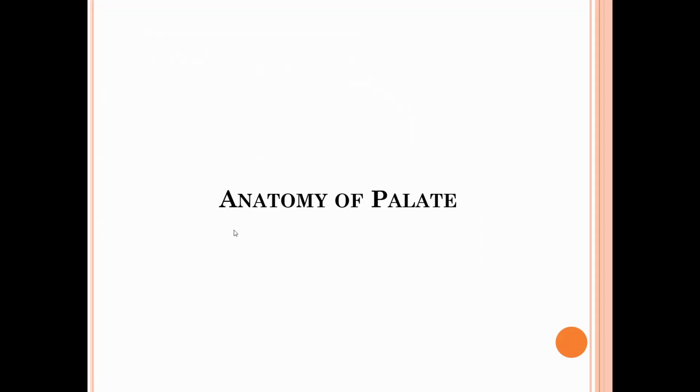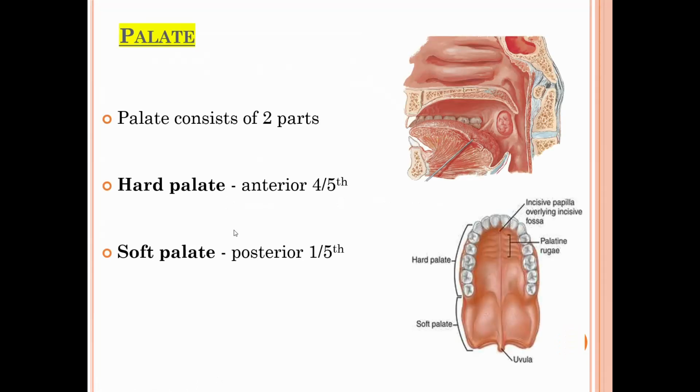Now come to the palate, okay. Here you see this is the sagittal view of the palate. You can see this is the bony part and this is the soft part. So the palate consists of two parts. You can see here inferiorly, you are seeing from below and you are seeing the sagittal view. So the palate consists of the hard palate, which is the anterior 4/5, and the soft palate is only the posterior 1/5.